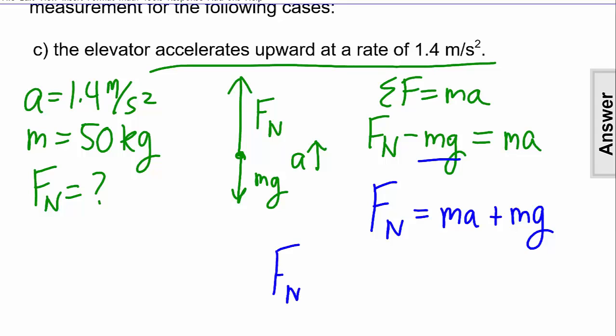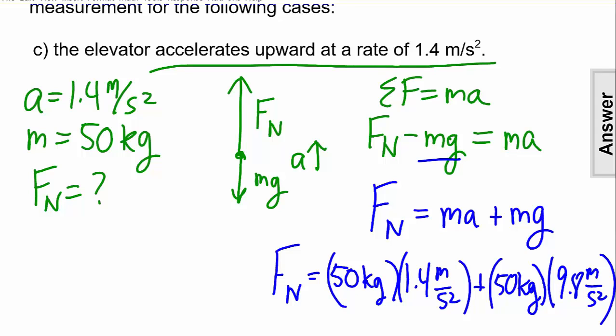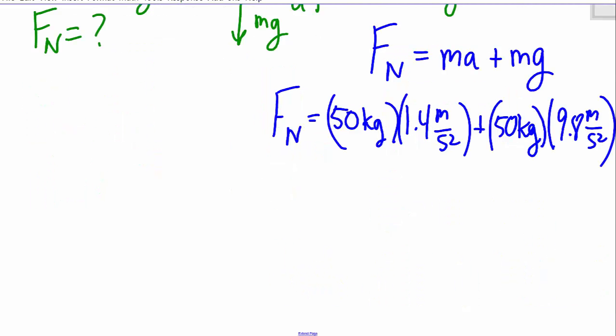Fn would be equal to ma plus mg, since we need to add mg to both sides. We're now in position to substitute all of our numbers in. Fn will be equal to 50 kilograms times an acceleration of 1.4 meters per second squared plus 50 kilograms times 9.8 meters per second squared, since we know g is equal to 9.8 on Earth. If we do the operations listed here, we should find that the normal force is equal to 560 newtons. This should make sense because our normal force should be bigger as compared to when we're moving at constant speed.